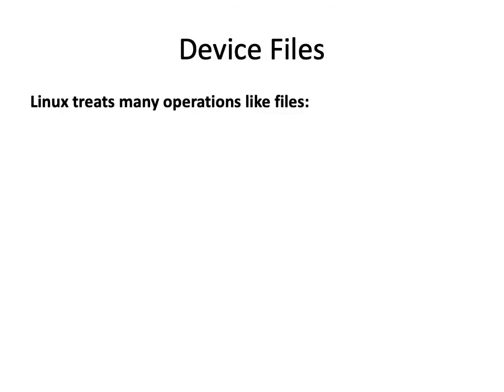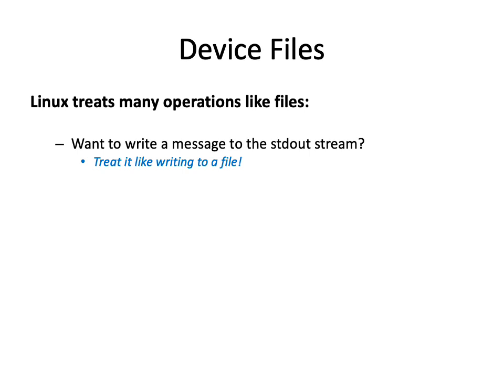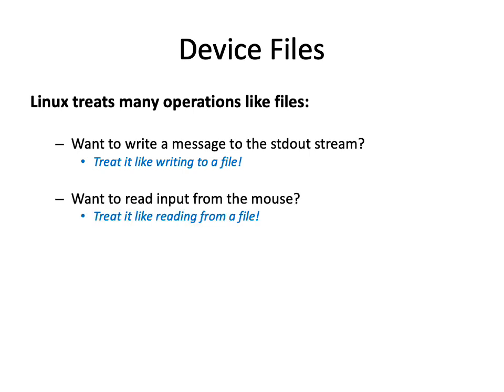Linux treats lots of operations like files. This is just part of the Linux philosophy. So, for instance, if you want to write a message to the standard output stream, you can treat it like writing to a file, and we've seen that: fprintf, stdout, and then whatever message you would use just as if you were using printf. So you're treating it as if you're writing to a file called standard out. Easy enough.